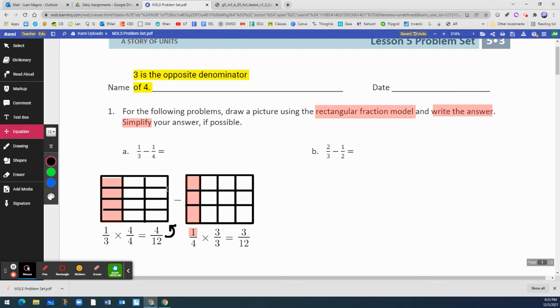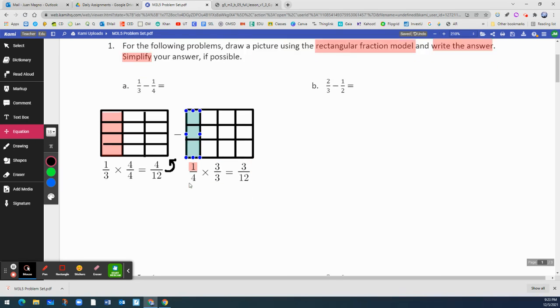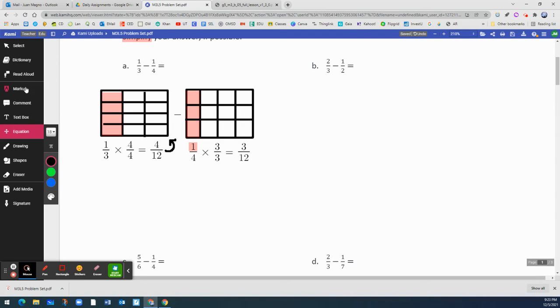So now this is the key, my friends, to be able to subtract these two numbers. We're going to subtract 3/12 from 4/12. Notice that that's easier than subtracting the 1/4 from the 1/3.